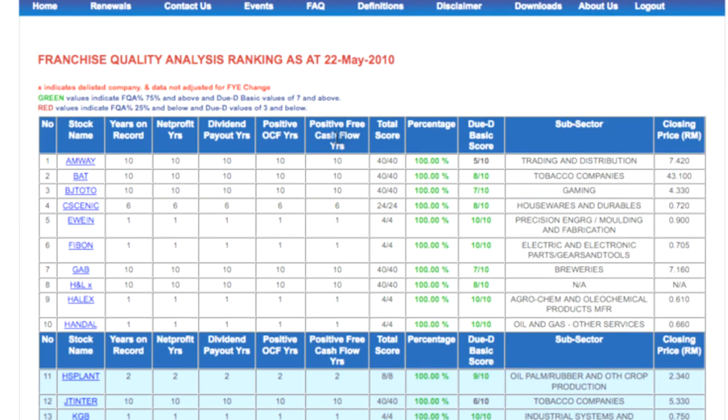So how do we determine franchise value? Firstly, we consider continuous and uninterrupted stream of net profit. Secondly, continuous and uninterrupted stream of dividends to shareholders is considered. Thirdly, we take into account a continuous and uninterrupted stream of operating cash flow. And finally, we also consider continuous and uninterrupted stream of free cash flow.